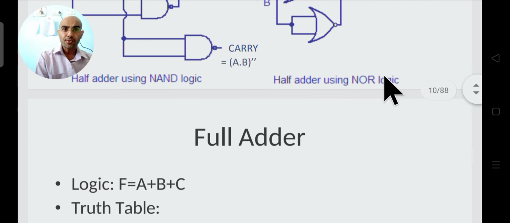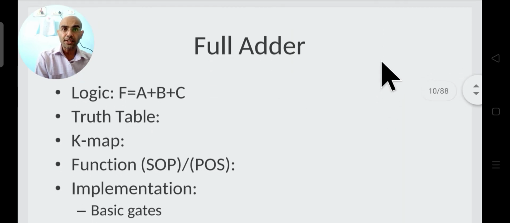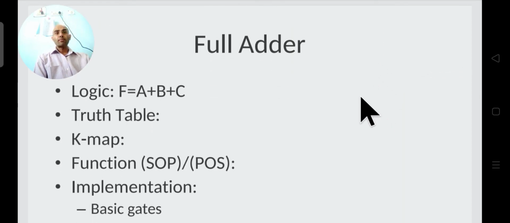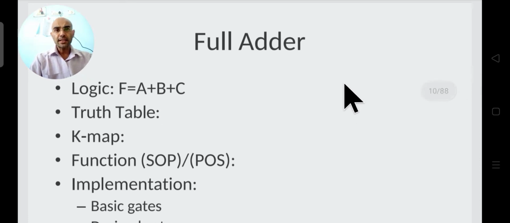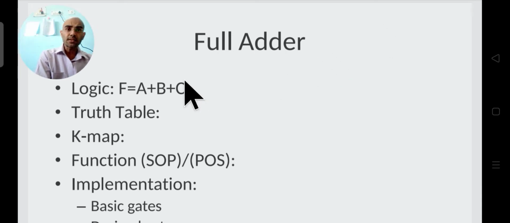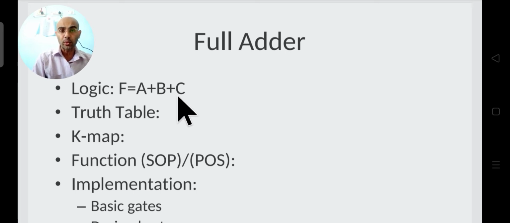So now let's see the full adder. This was all about the half adder. Now let's see the full adder. A full adder is nothing but a circuit which performs the addition of 3 variables, or 3 bits I should say. The previous circuit, the half adder, was nothing but addition of 2 bits, A plus B. Now we have added one more variable to it, or one more bit to it. This is our C.